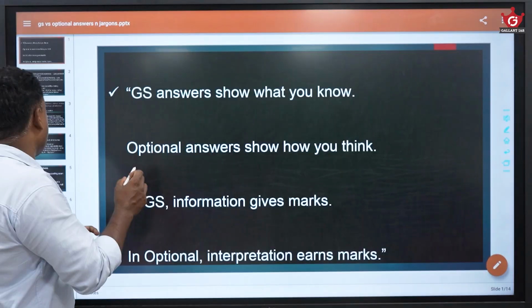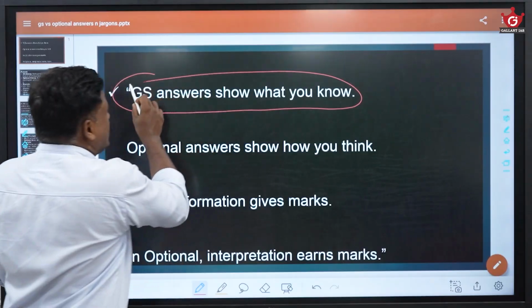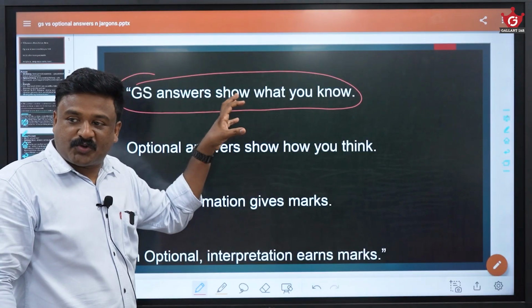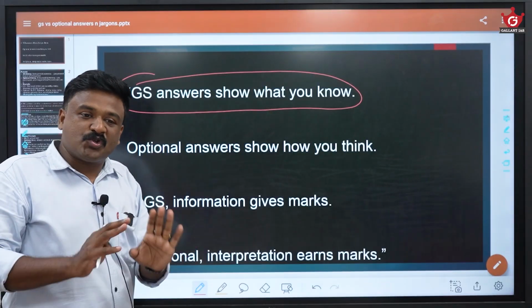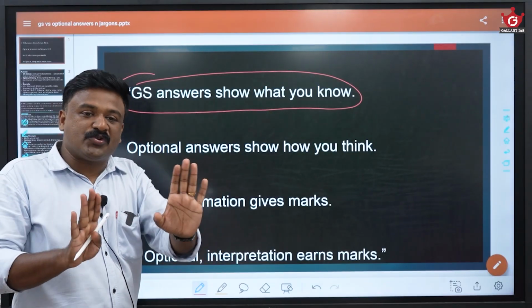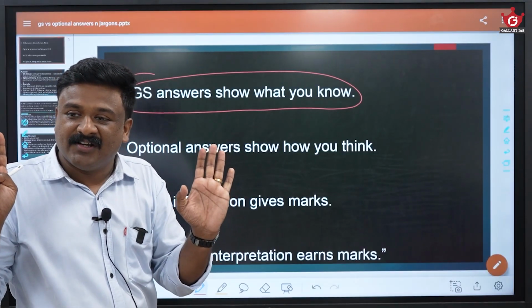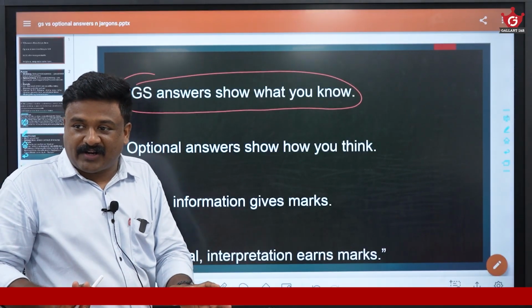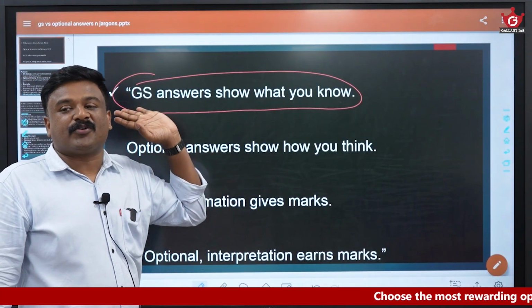Okay, coming to some few points by the experts and toppers. GS answers show what you know. This is a remark by a history optional topper. GS answers show what you know. That means, broadly, you just write whatever the question demands. Just write a decent, straightforward answer. No deeper analysis, no deeper dive into the why factor. Nothing required. Just give a straightforward answer addressing the demand of the question. Enough.